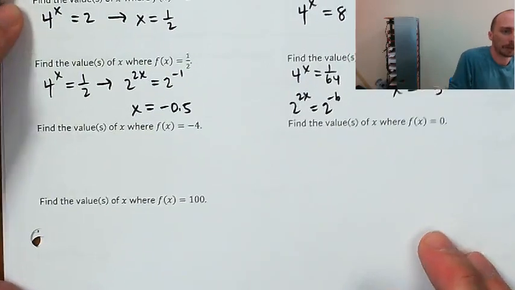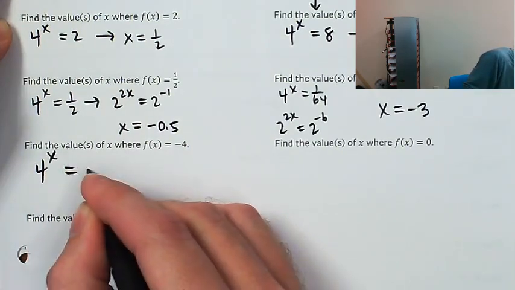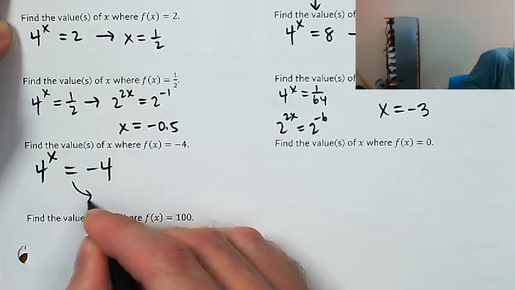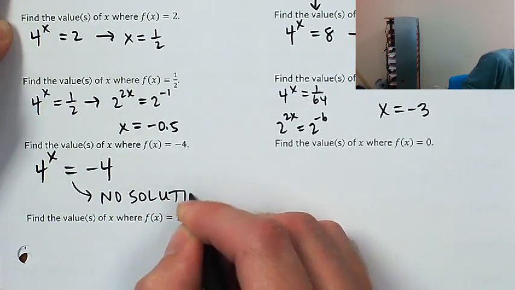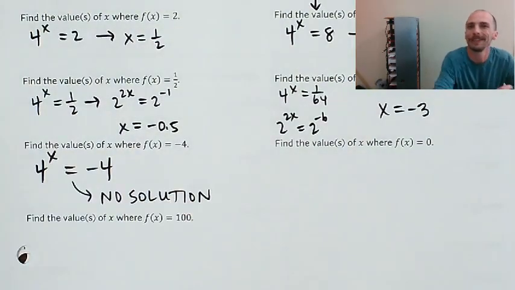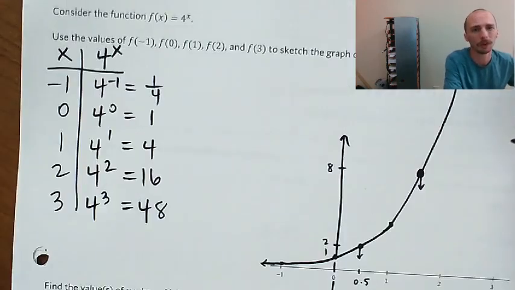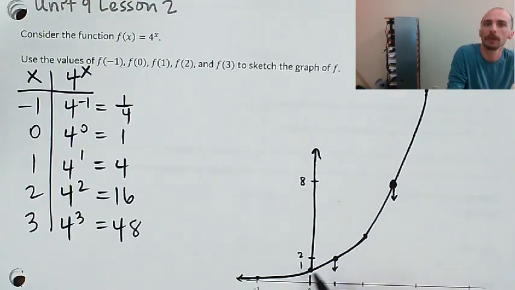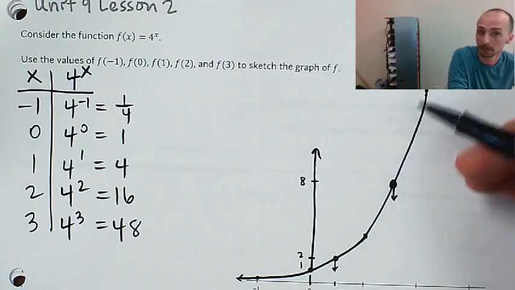And finding the values of x where f of x equals negative 4. That would be where 4 to the x equals negative 4. And I'm going to say that this is not possible. This equation has no solution. And not just because you don't have the techniques needed to solve it. It's not possible to take a positive number like 4 to a power and get a negative number back. Also, look at the graph. We can see that everything's been positive. The farther I go to the right, the farther up the graph goes. Farther from negativity it's going.